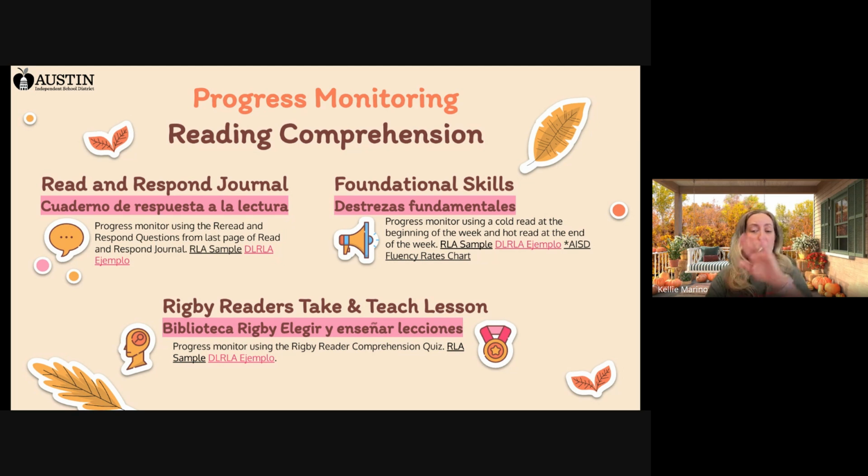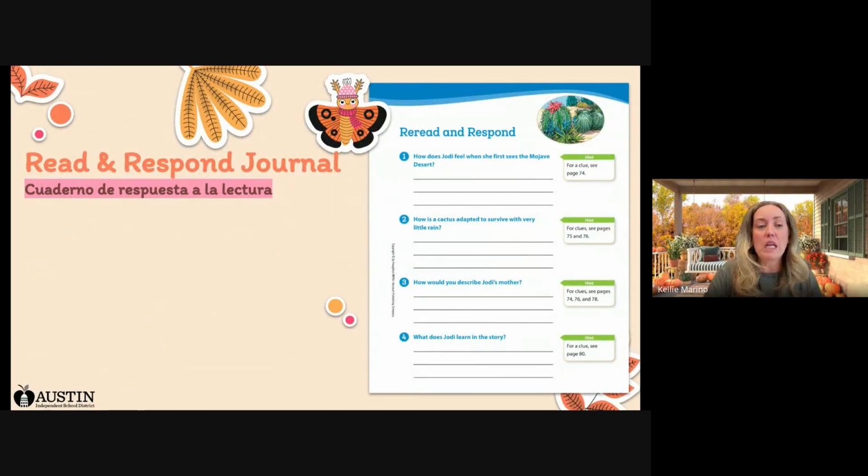Now remember, any of these things that you're going to use as the progress monitoring measure, the student would need to do independently. So if you're going to use the read and respond questions, that would be something they wouldn't be able to work with a partner. You'd need them to respond to those specific questions on their own. Or the comprehension quiz, they would have to sit and do it on their own. Now you could deliver it in small group, but remember, fidelity of assessment when progress monitoring.